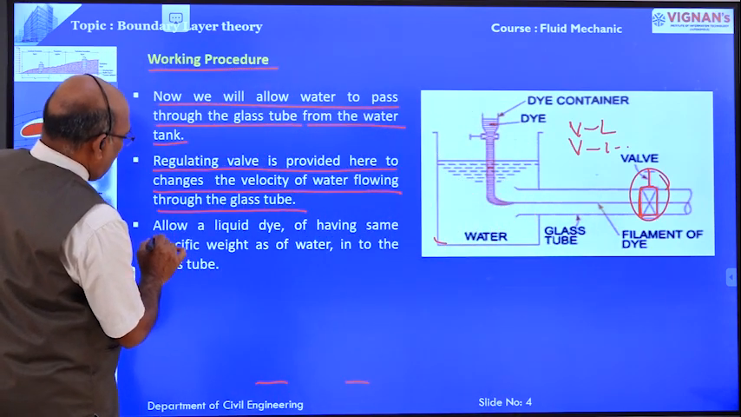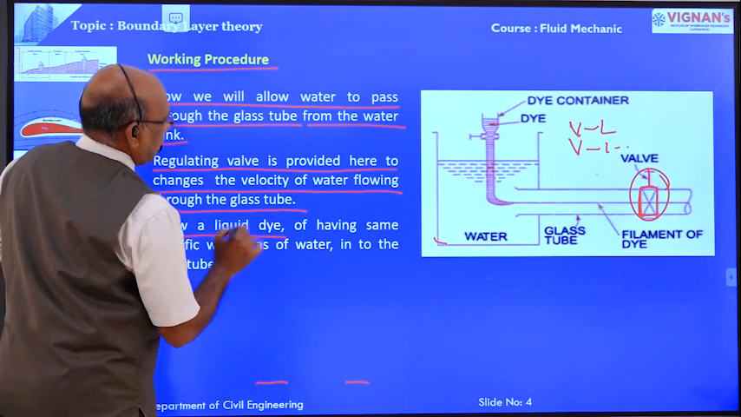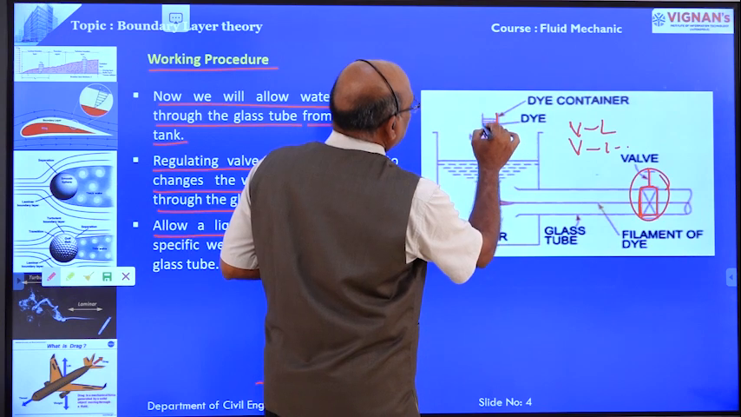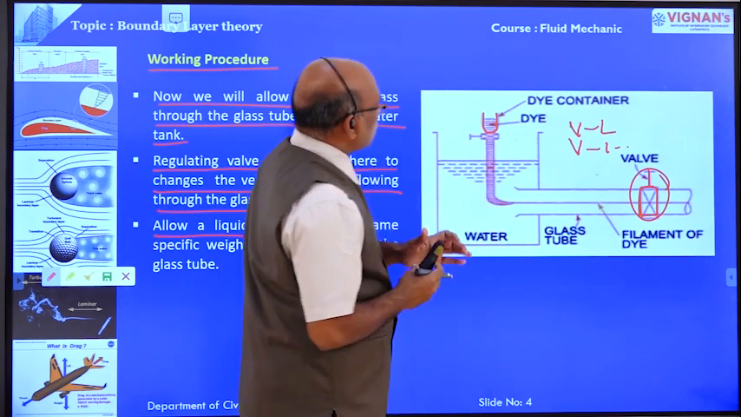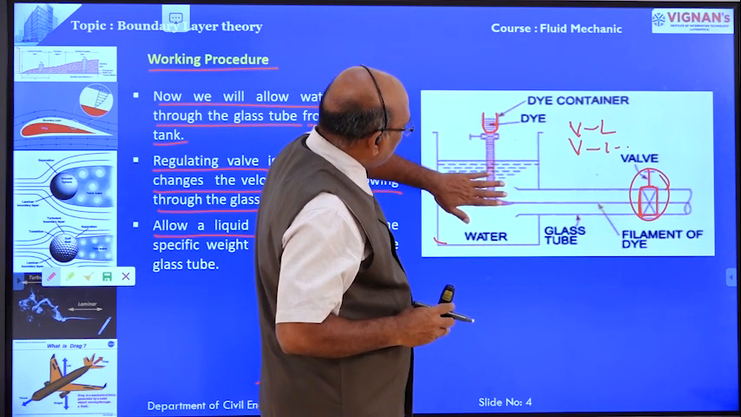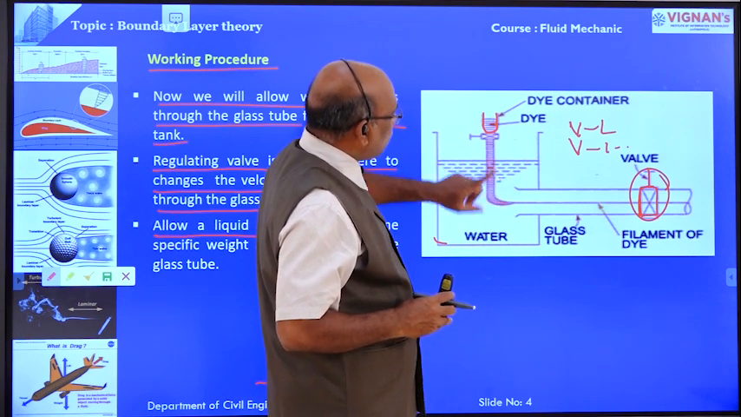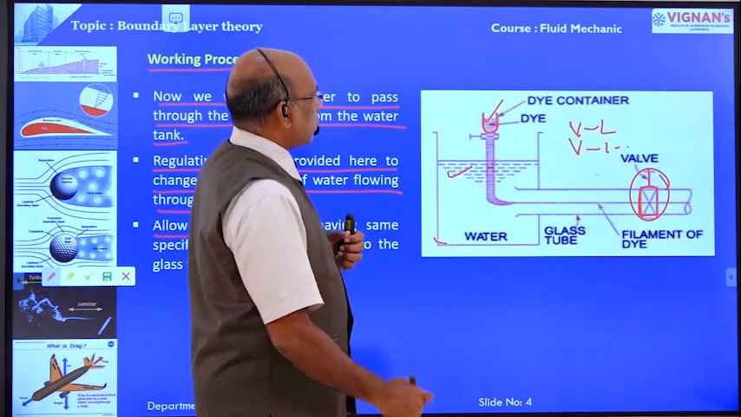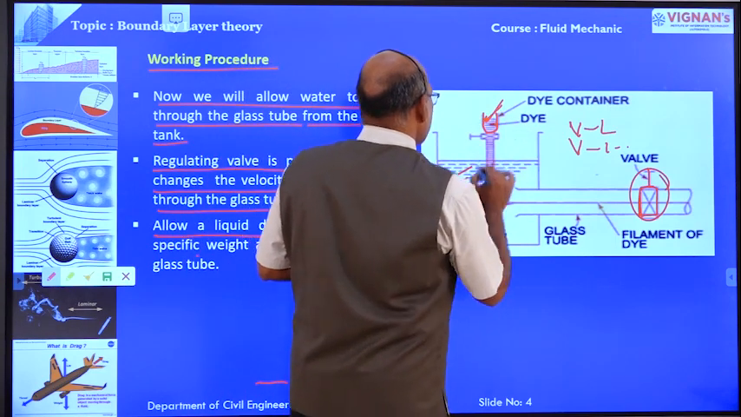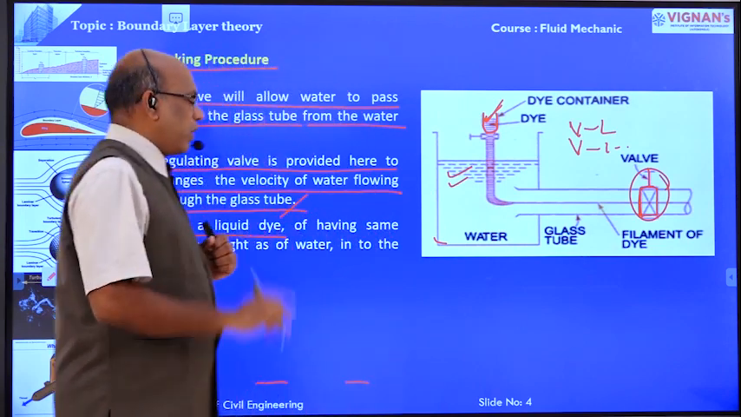Next, allow a liquid dye. This is the dye provided here, but the specific weight of this liquid dye and the water stored in the tank should be equal.